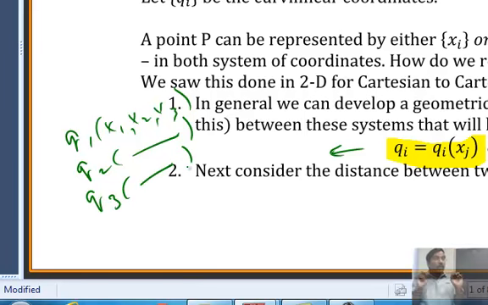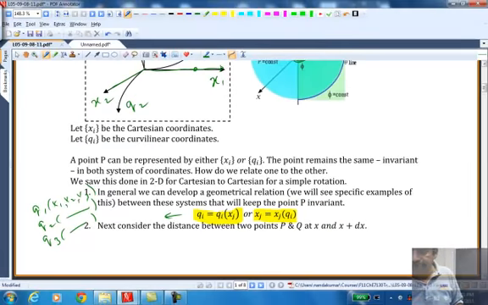What does this algebraic relationship tell you? If you give me three numbers x1, x2, x3, these three equations will allow me to calculate q1, q2, q3. Similarly, if you give me q1, q2, q3, I should be able to go back and calculate x1, x2, x3. That mapping between x and q should be unique, so that you have a unique coordinate system representation.